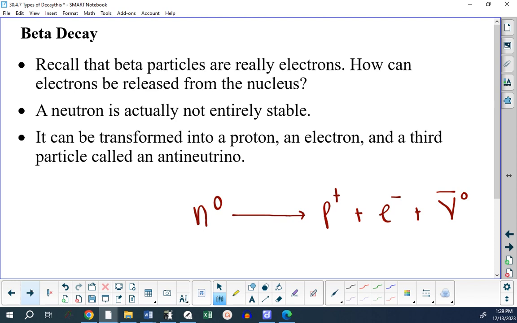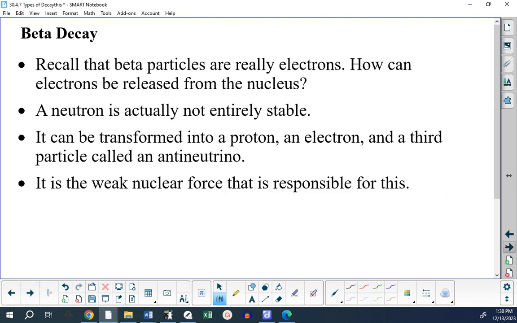The symbol for a neutrino looks like a V with its hair being blown back in the wind. An antineutrino has a line over it, and there is no charge on a neutrino. It's the weak nuclear force that does this. And as far as it goes, that's all you need to know about the weak nuclear force right now. It's responsible for beta decay.